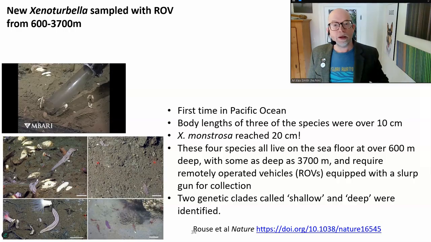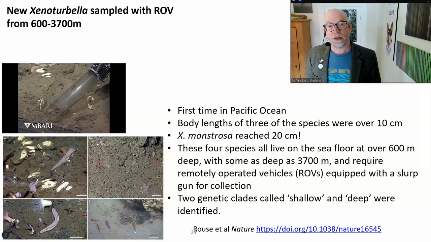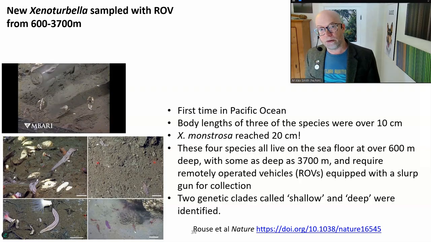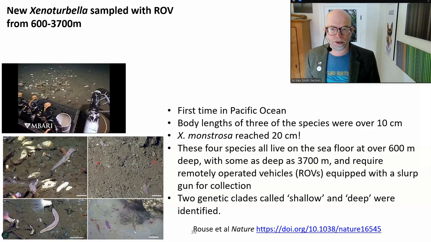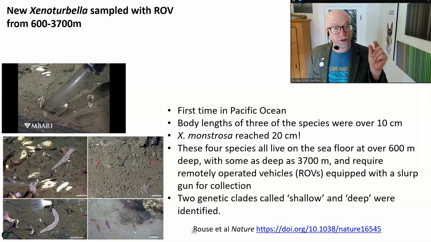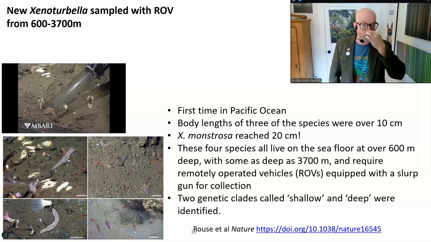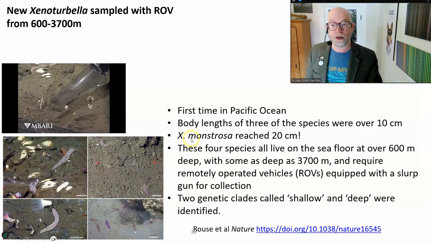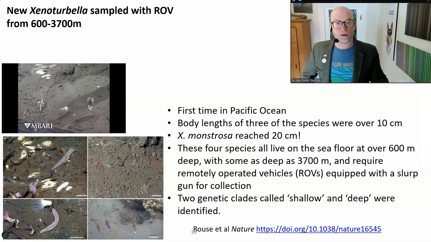And so what Greg Rouse and other researchers from the Monterey Bay documented was this genus in the Pacific for the first time, way far away from wherever we had seen it before. And remember how big Xenacoelomorpha was, 1 to 3 centimeters? So these are an order of magnitude bigger. These are giants. In fact, Xenacoelomorpha monstrosa, capturing that in the species name, is 20 centimeters long, nearly a full meter stick.